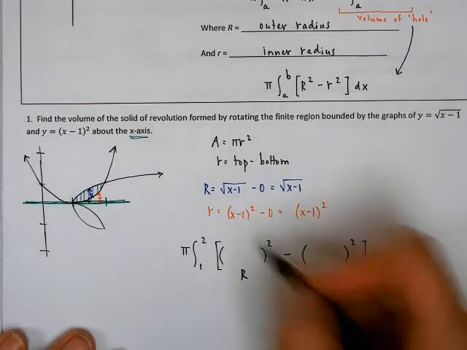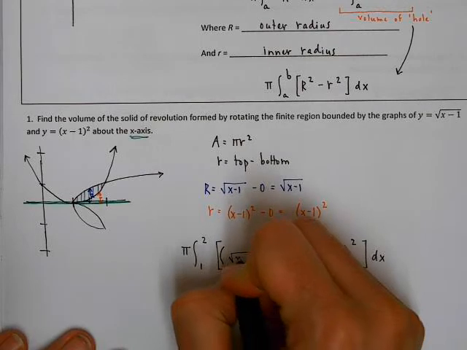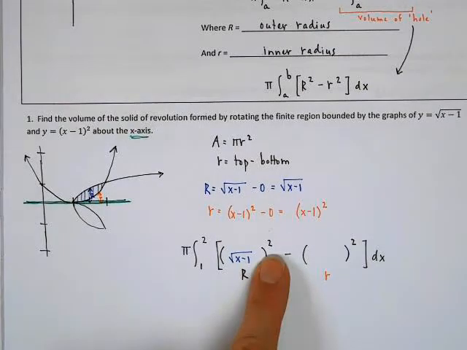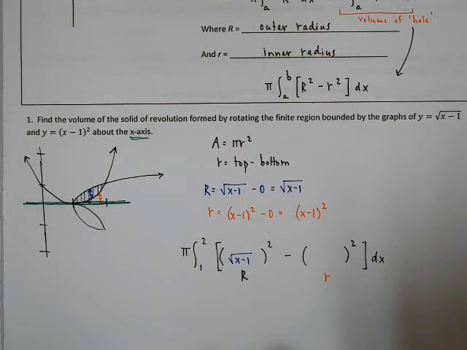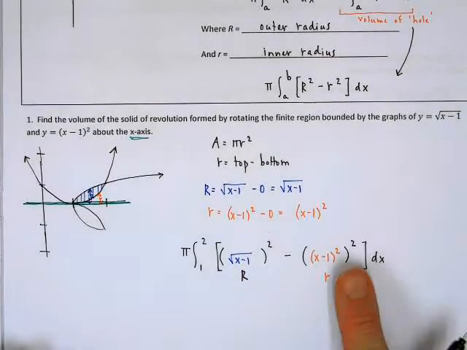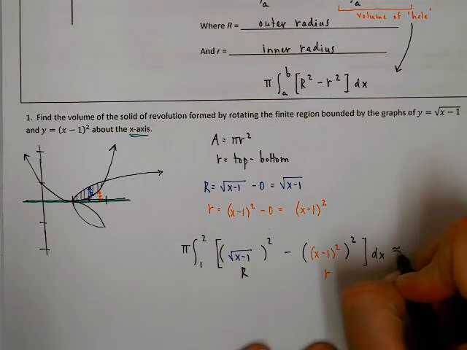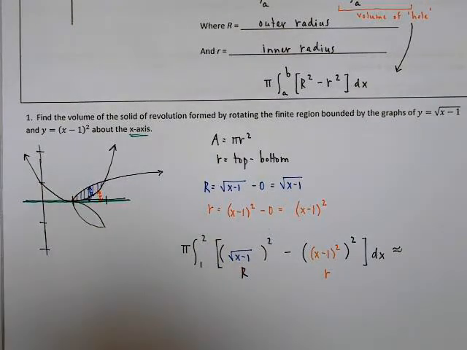So now my big R here was square root of x minus 1. I'm squaring that because we have R squared. My little r was x minus 1 quantity squared, and again we have to square that. So now we're going to type this all into our calculator, being really careful to account for our parentheses.